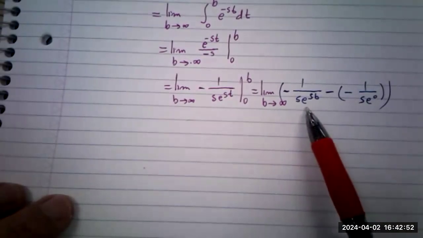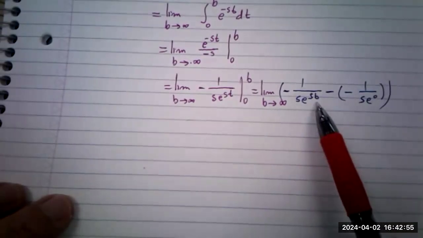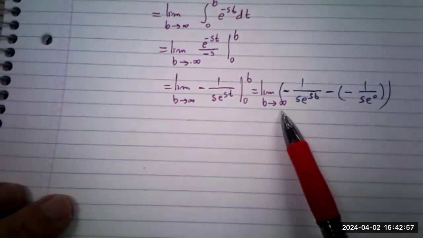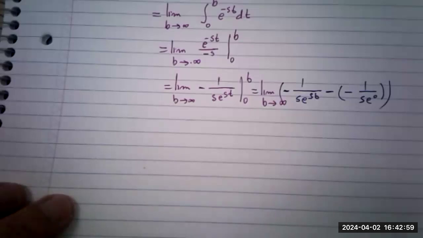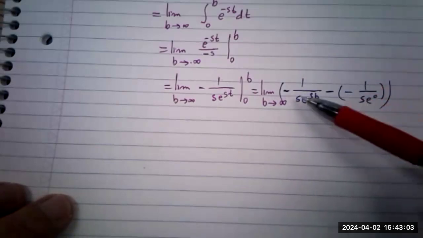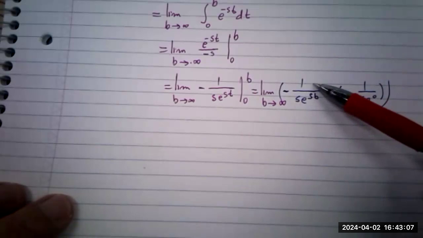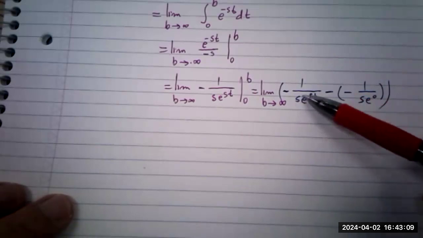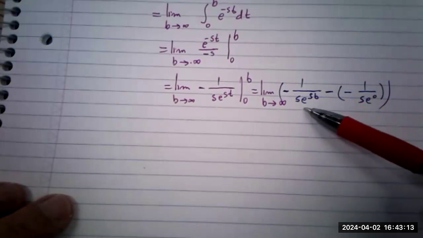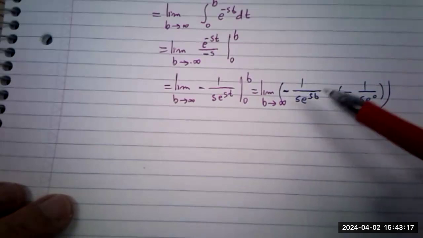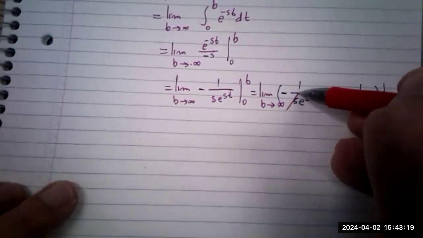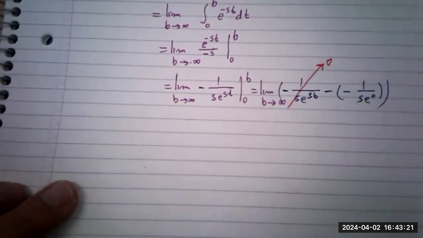Now, you have to work on the first one, 1 over s e to the sb, b goes to infinity. Remember, you want to force this integral to be convergent. If you want to force the integral to be convergent, you must find the limit of this expression over here. You must force this limit to be 0, of course, because you have the exponential function down in the denominator. What is the restriction that you have to impose in order to make sure that this limit when b goes to infinity is equal to 0?